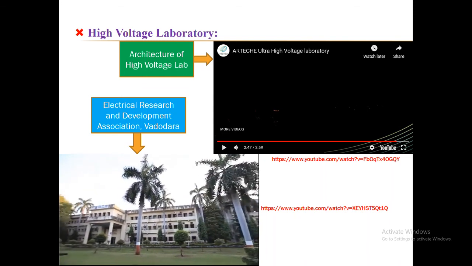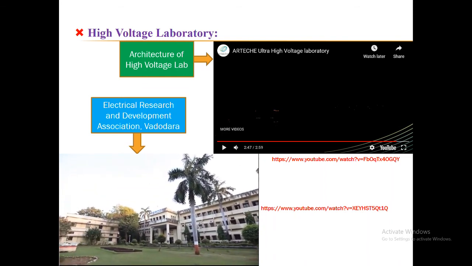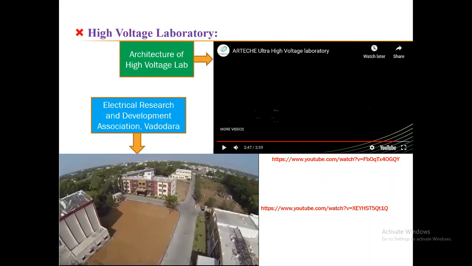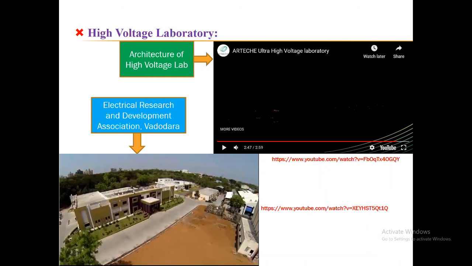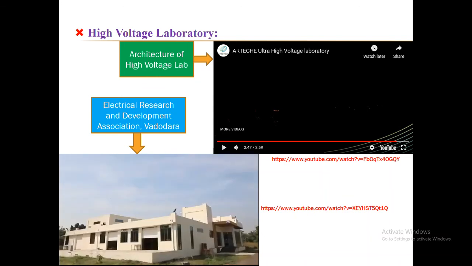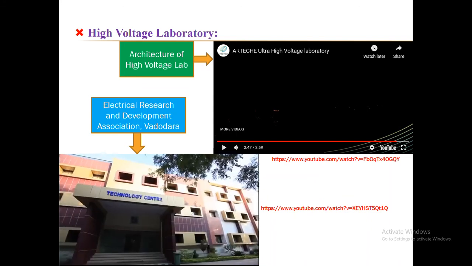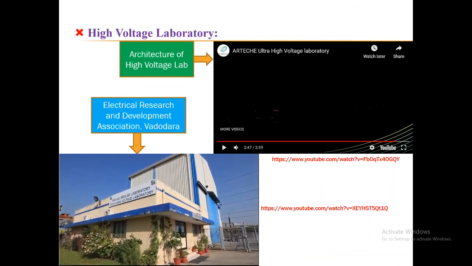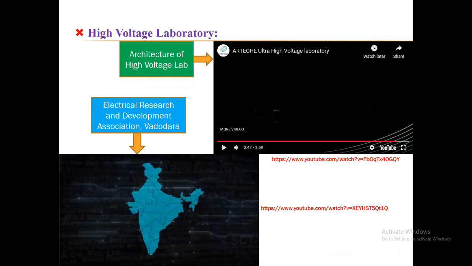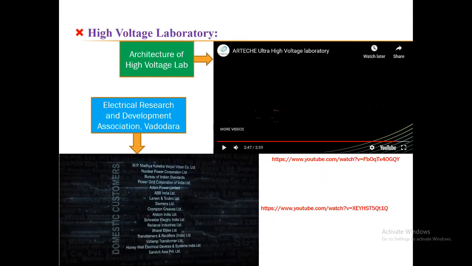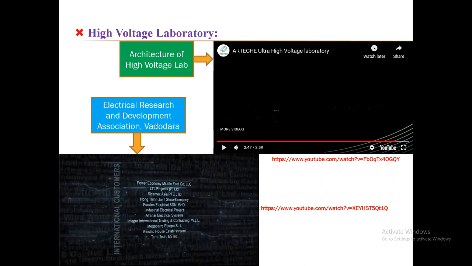ERDA was established in 1974 at Vadodara, Gujarat, with the support from the Government of Gujarat, Government of India, Electrical Industries and Utilities. ERDA is a not-for-profit organization registered under the Societies Act and as a charitable trust, Mumbai Act. We are also exempted from income tax. The main complex is at Vadodara and regional laboratories across India. ERDA caters to more than 5,000 domestic and international customers.